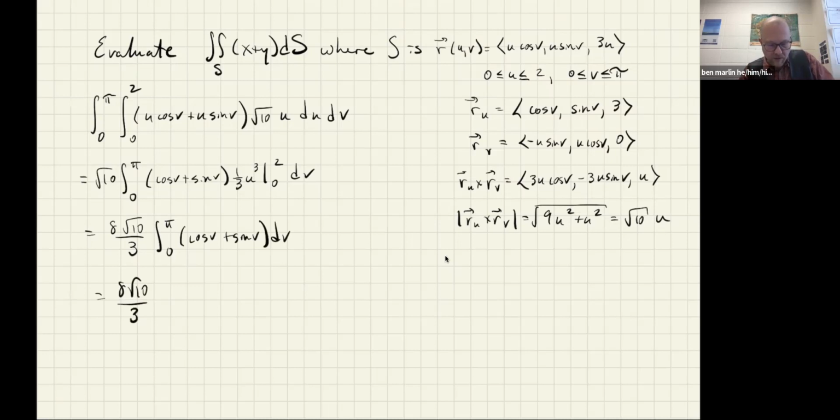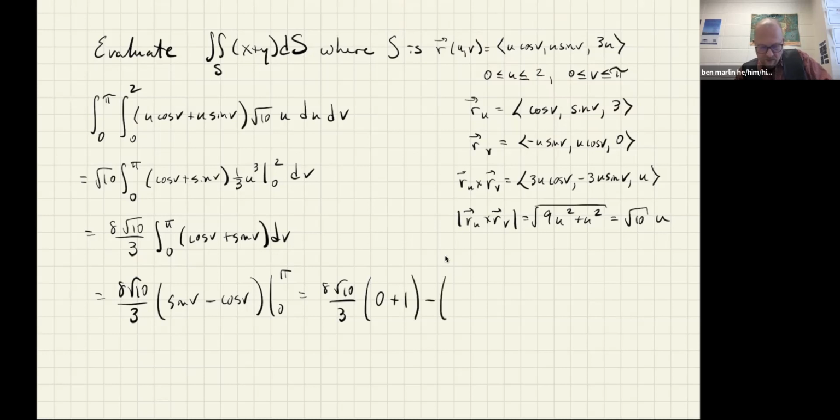And then when you integrate cosine, what do you get? Sine, and then the sine, it's minus cosine. And we're going 0 to pi. So you plug in the pi first, and you get, what is the sine of pi? 0, and then minus, and then the cosine is -1. Okay, and then minus, and now we plug in 0, sine 0 is 0, minus, and we plug in cosine of 0 is 1. So you end up with 16 square roots of 10 divided by 3.